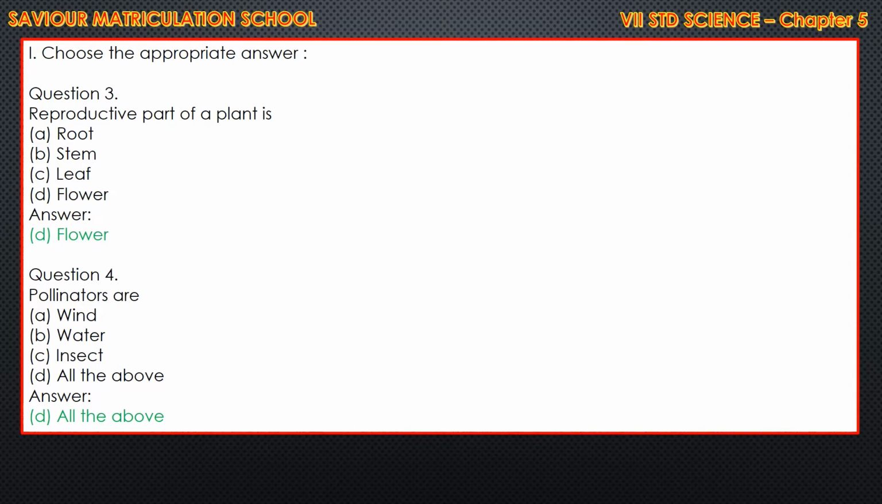Question 3. Reproductive part of a plant is, 4 options: A, root, B, stem, C, leaf, D, flower. Answer is D, flower. Question 4. Pollinators are wind, water, insect, all the above. So all the above is the answer, children.